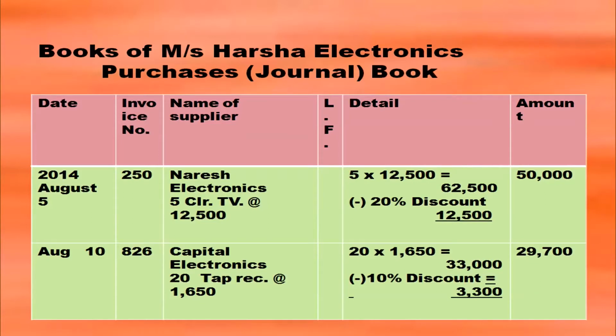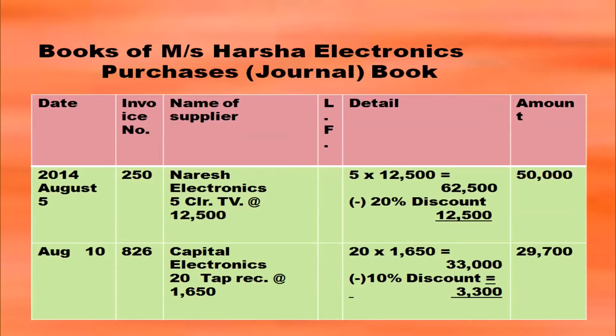What items have you purchased? That is, Harsha Electronics have purchased 5 color TV at rupees 12,500. That is also written in the name of the supplier column. Then its calculation is written in detail in the details column. 5 into 12,500, 62,500. 62,500 into 20 by 100 will give you 12,500. So, 62,500 minus trade discount 12,500 will give you 50,000, and that will come in the outer column, that is the amount column.